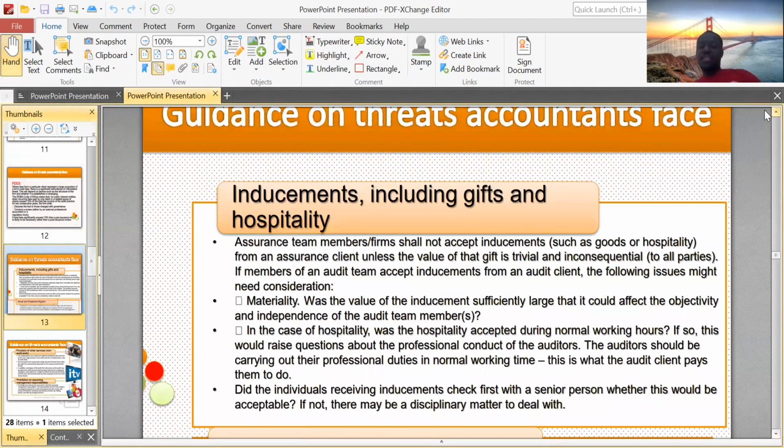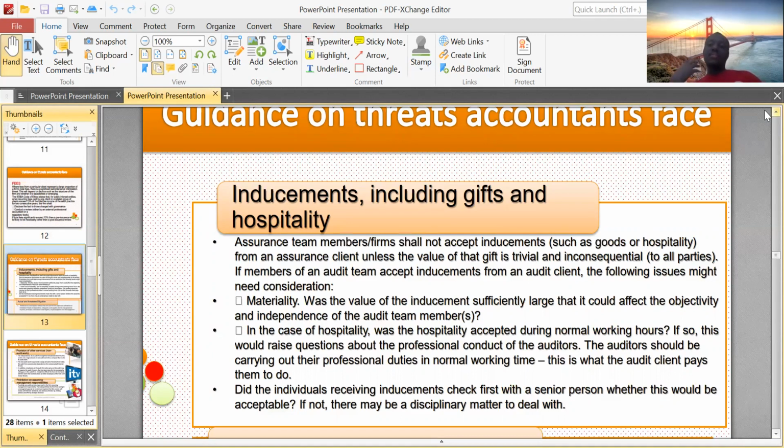Inducements, including gifts and hospitality. What are we talking about here? Assurance team members shall not accept inducements from an assurance client unless the value of that gift is trivial and inconsequential. If the value of the gift is trivial, they can. But on a general note, assurance team members shall not accept inducements from an assurance client. If members of an audit team accept inducements from an audit client, the following issues might need consideration. Number 1, we want to find out how material that gift is, how significant that gift is. So number 1, what we want to know is materiality.